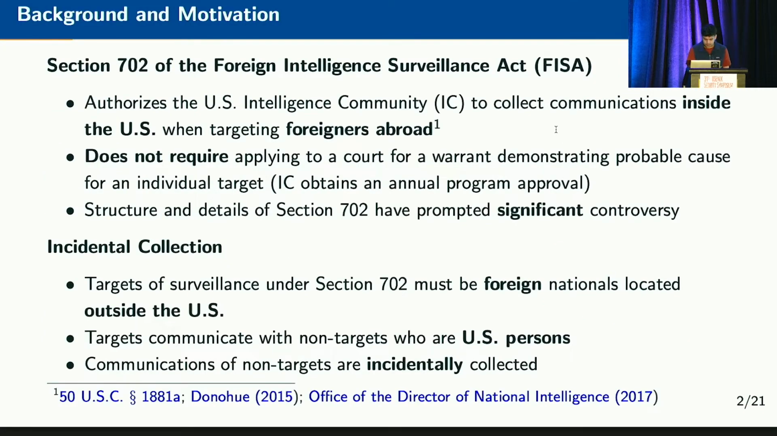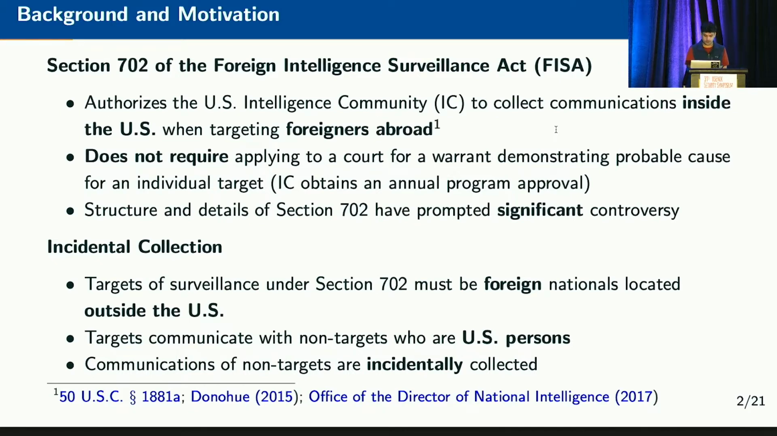So in 2008, the US government realized that American companies store data on many foreign customers inside the US. However, the government usually requires a warrant to access these data. So a compromise was sought, and Section 702 of the Foreign Intelligence Surveillance Act was passed. Section 702 allows the US intelligence community, or the IC, to collect communications inside the US when targeting foreigners abroad.